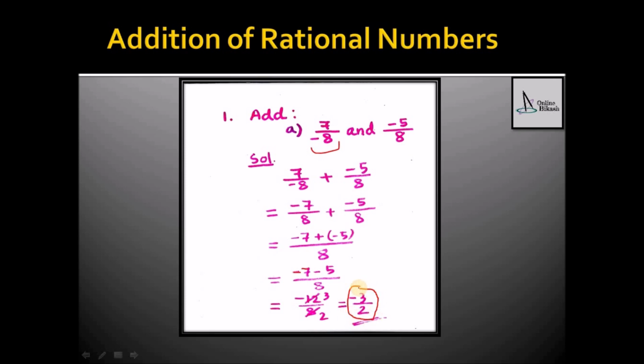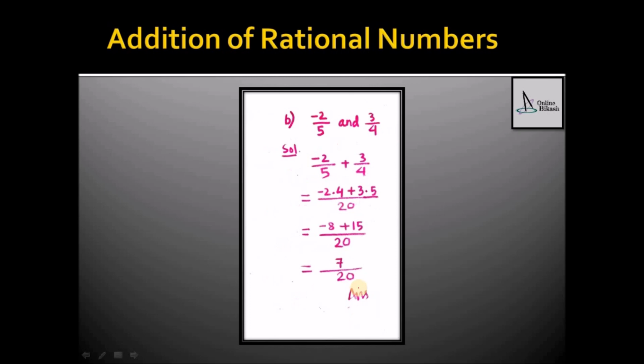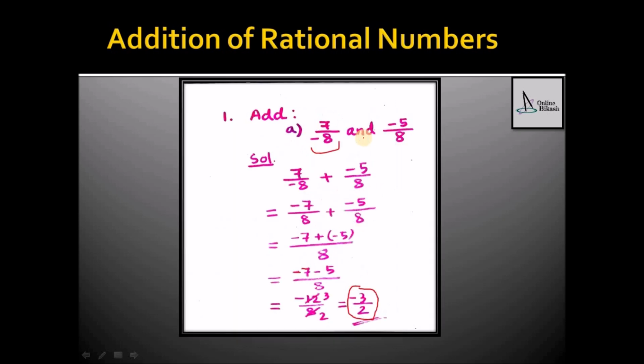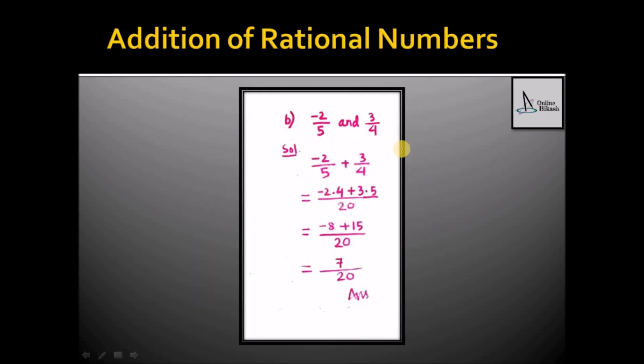Okay, so have you understood? I think you have understood. So let us see one more example: minus 2 by 5 and 3 by 4. In our previous question, both the denominators were the same, 8 and 8. Just ignore this minus sign, since we will definitely take it to the numerator. But in this case the denominators are different, 5 and 4. So let us write the question: minus 2 by 5 plus 3 by 4.